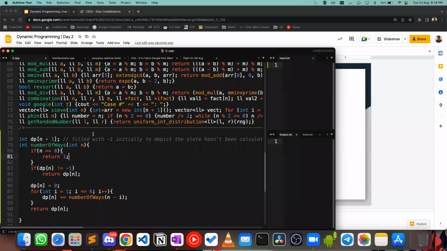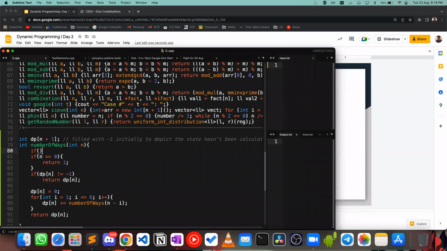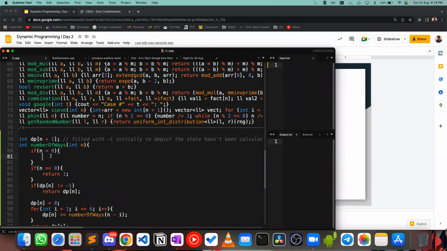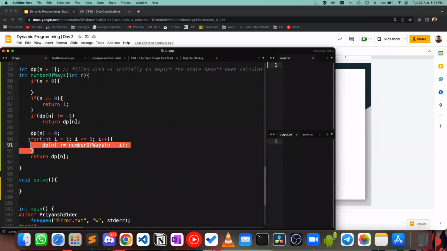Okay, we also need to handle one more thing, which is that if n is less than 0. Can you see that we can also get into this case where n is less than 0? When we are calling this function from here, we can get into this state as well, right? When n becomes less than 0, what do you think I should return here? Is there a way to construct a sum of less than 0? No, there isn't, right? So we should return 0, because we don't have any ways to construct that, right?